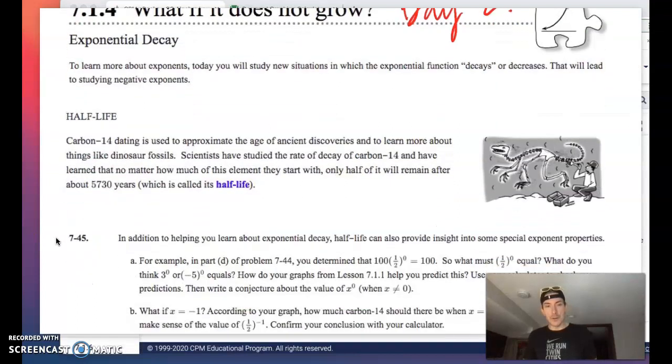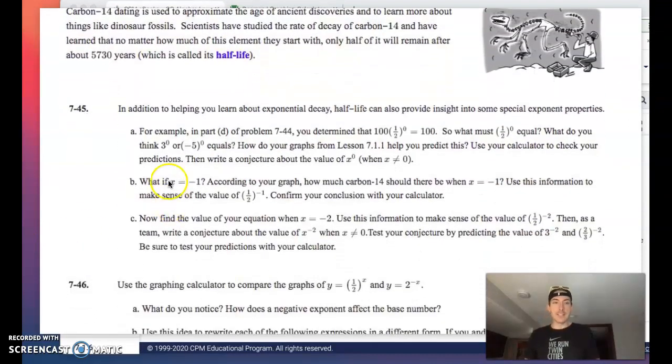But we're gonna move on to 7-45. It says, in addition to helping you learn about exponential decay, half-life can also provide some insight into some special exponent properties. And we're going to use this to remind ourselves of some of those things that we talked about in prior learning that are going to be meaningful here in exponential decay. It says, for example, in part D of problem 7-44, we would have determined that 100 times 1/2 to the 0 power equals 100. We talked about this in the last video, in fact, okay? And it says, so what must 1/2 to the 0 power equal? It goes on to say, what about 3 to the 0 power? Or -5 to the 0 power? Okay? And how do you use your graphs to help you predict this?